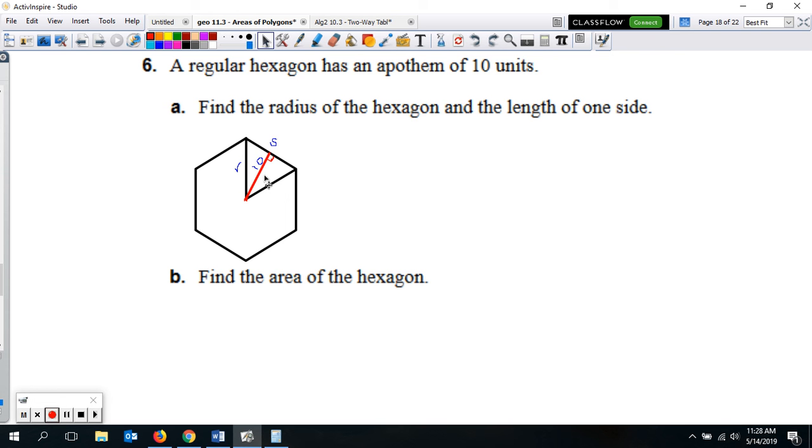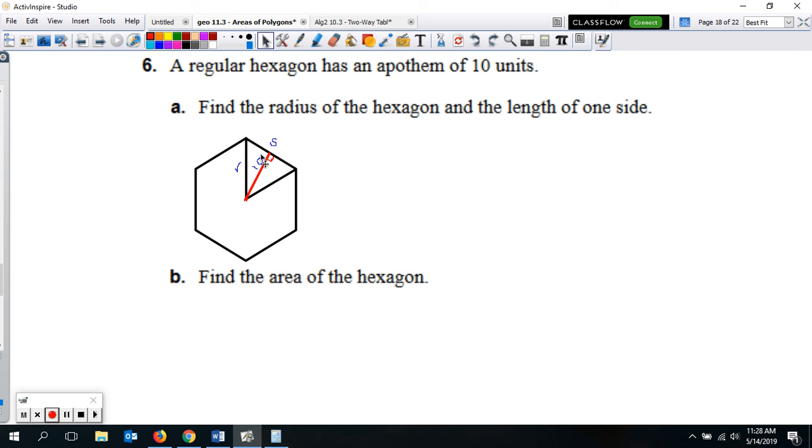But instead of using the Pythagorean theorem, we did that on the last one because we had 2 side lengths already. We only needed to find the third one. But here we only have 1 side length. We only know this apothem is 10. We don't know what the hypotenuse is. We don't know what this short leg is. So if that's the case, then we're going to have to go back and use our trig functions.